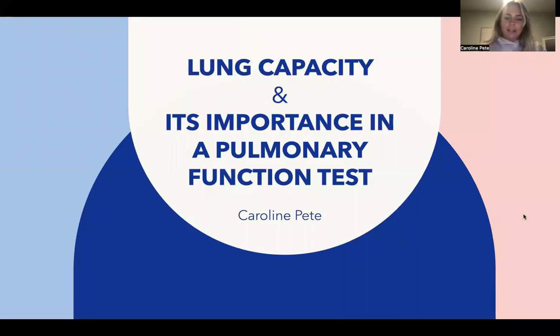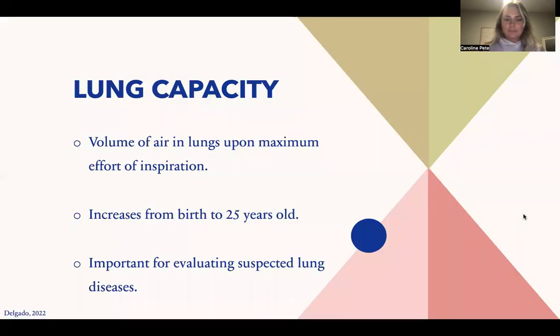Hi everyone, my name is Caroline Pete, and today I will be talking about the importance of lung capacities in a pulmonary function test. Lung capacity is the volume of air in the lungs upon the maximum effort of inspiration. The average lung capacity in a healthy adult is around 6 liters. The total lung capacity increases from birth to adolescence and plateaus around 25 years old.